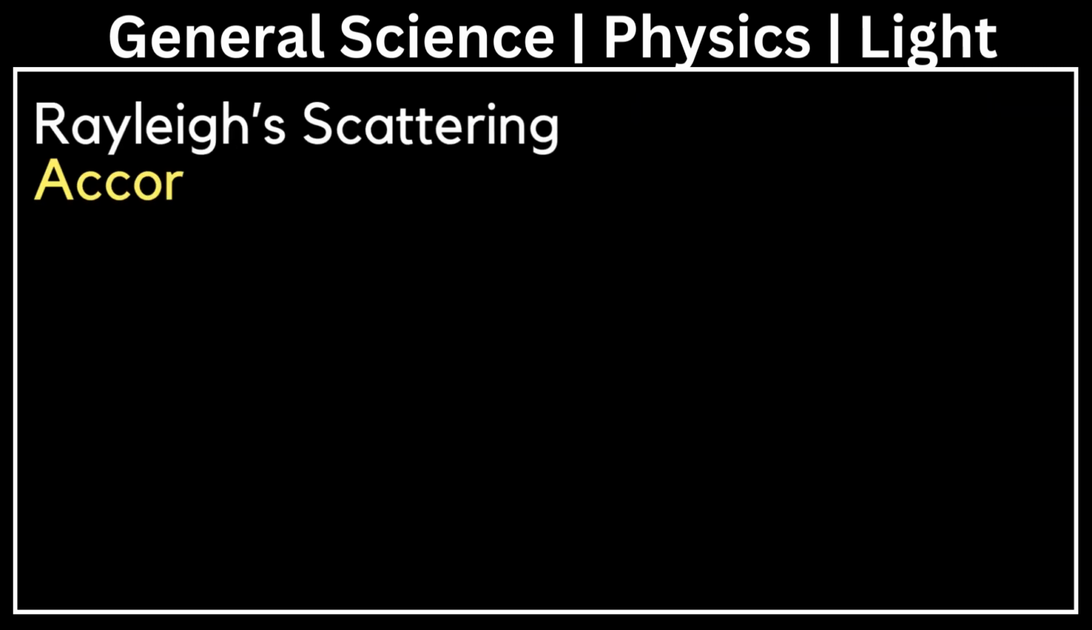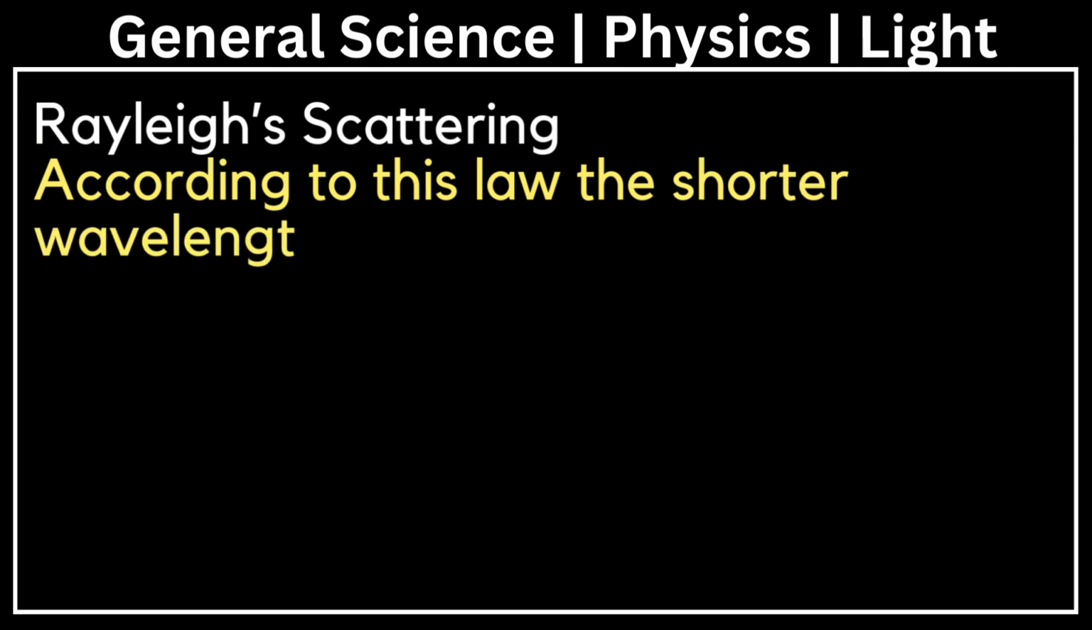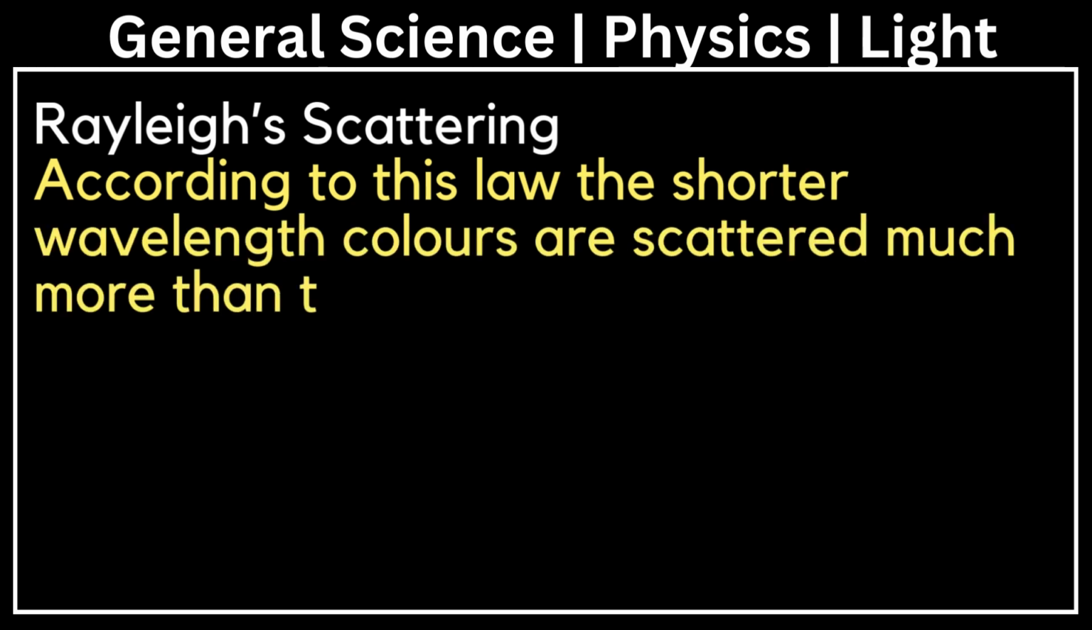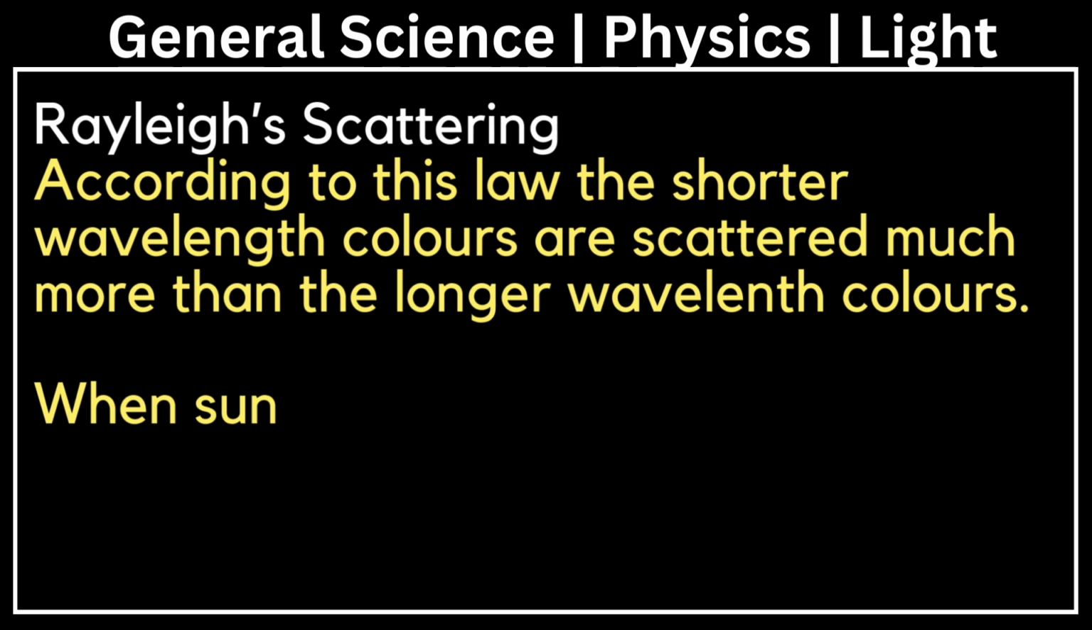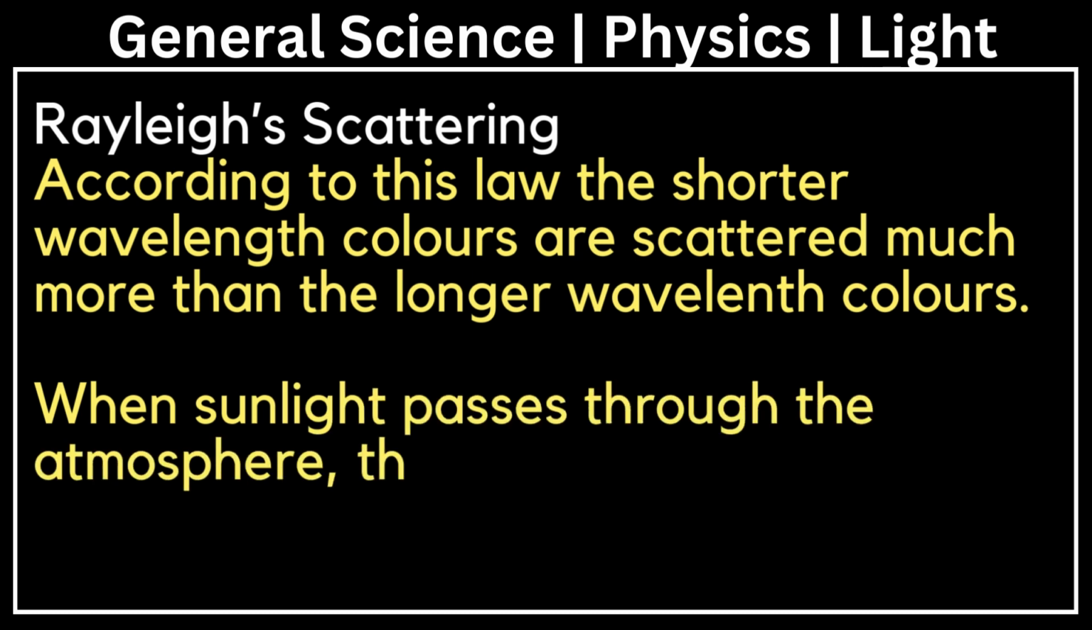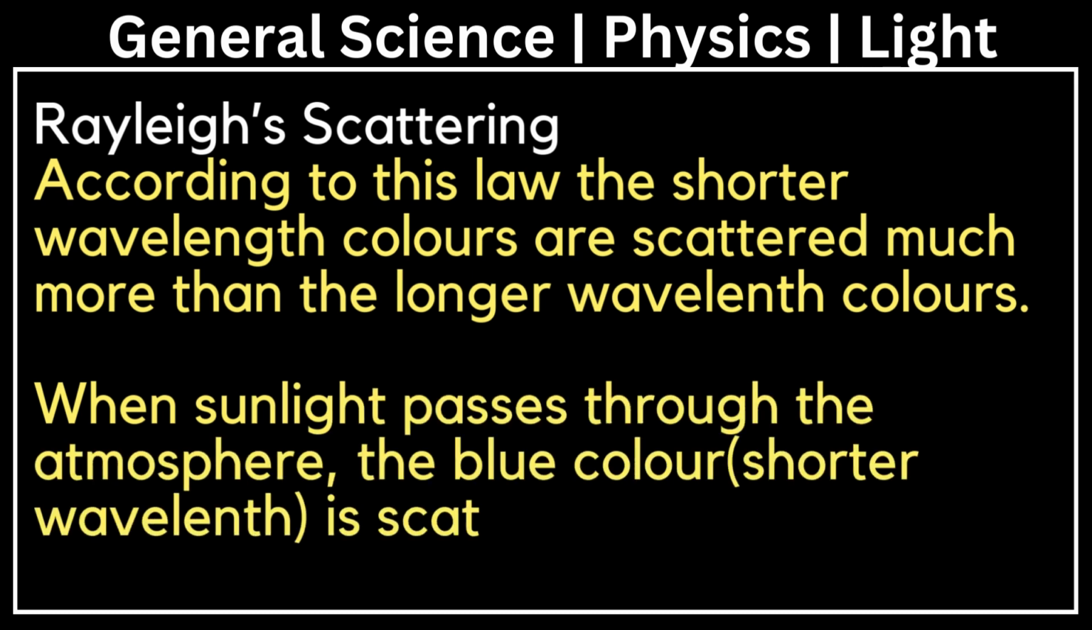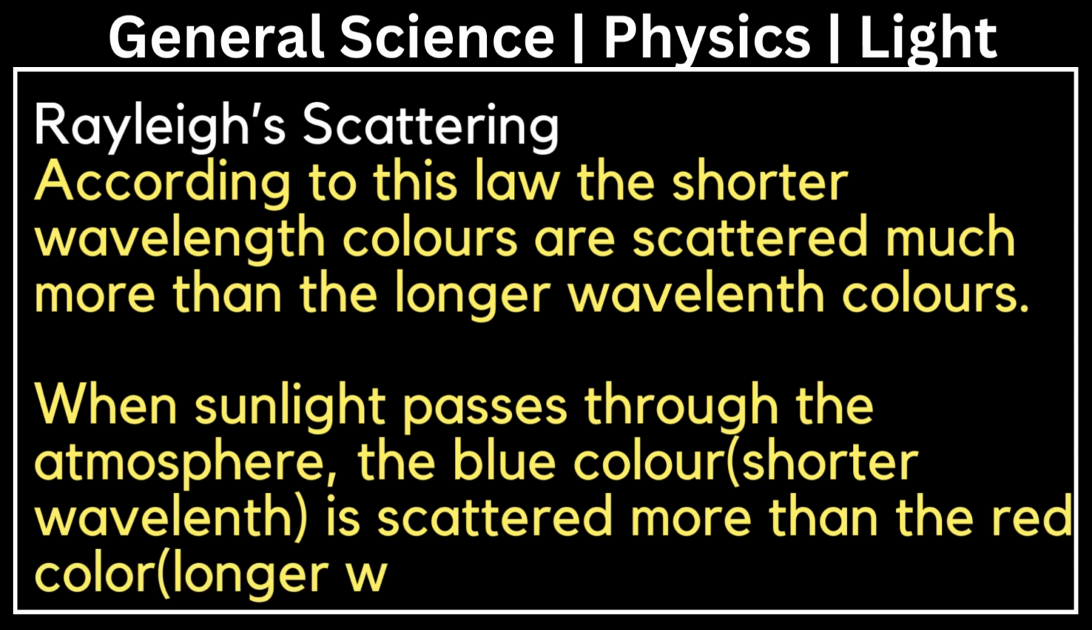Rayleigh scattering. According to this law, the shorter wavelength colors are scattered much more than the longer wavelength colors. When sunlight passes through the atmosphere, the blue color, shorter wavelength, is scattered more than the red color, longer wavelength.